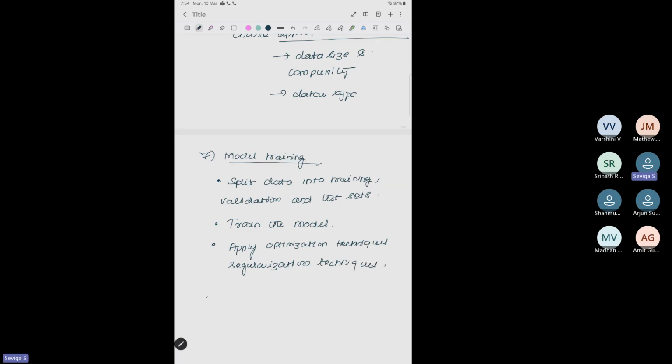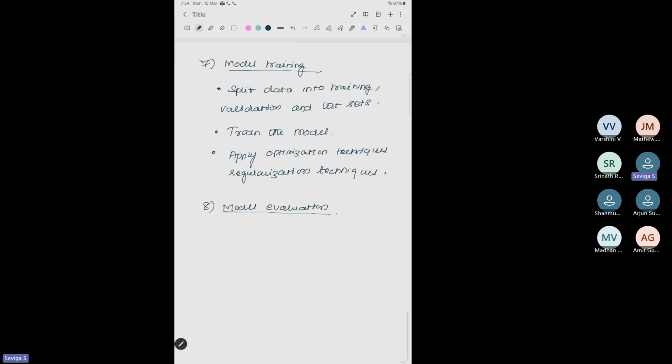So after training the model, you have to evaluate your model. For evaluation, there are a number of metrics available. We have seen a few of those metrics. We'll be seeing a few other metrics in the upcoming classes. So what are the metrics we have seen for model evaluation? We can use measurements like accuracy, precision, recall, F1 score.